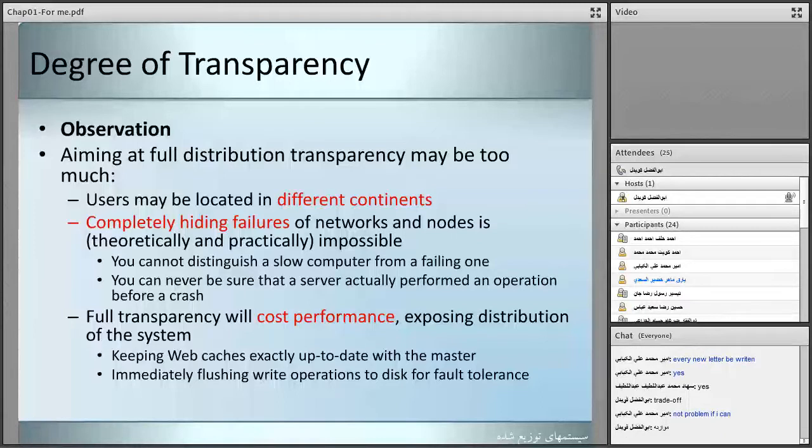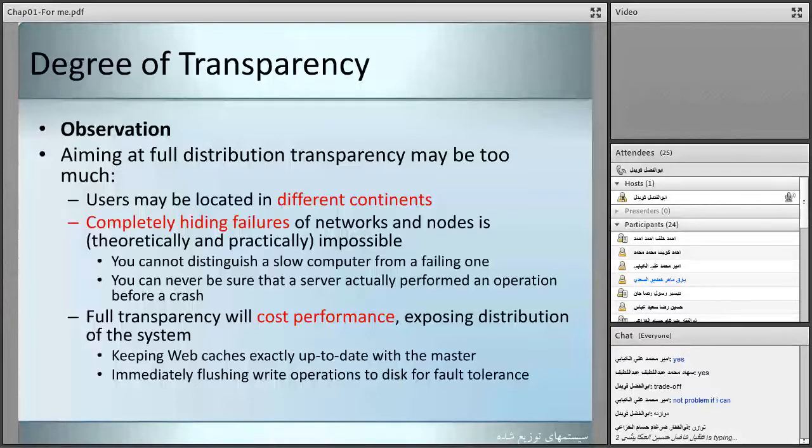Between performance and transparency. It means if you increase transparency, the performance is decreased. Like a mizan, I try to use Arabic words here. Mizan. Tawazun. Exactly. Yes. Tawazun. If you decrease transparency, the performance is increased.